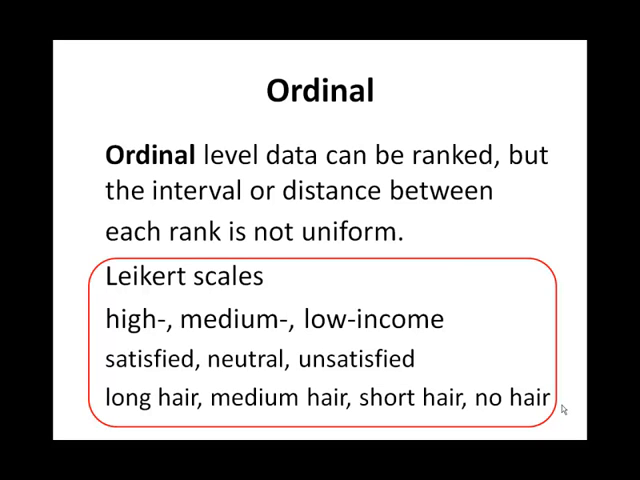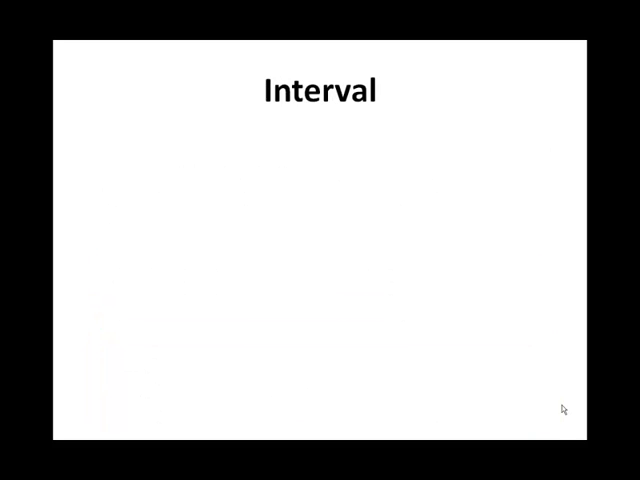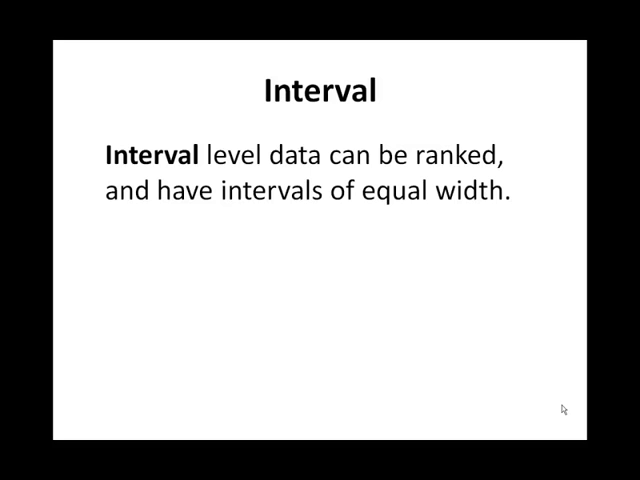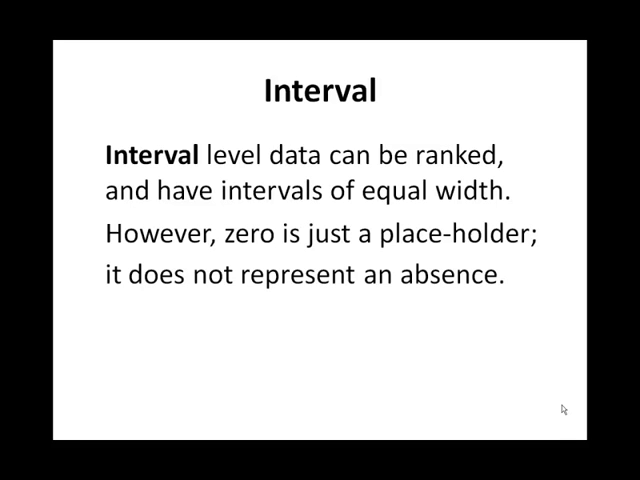So, interval level data. Interval level data can be ranked, and all of the intervals have equal width. So two really common examples. Well, let's get to those in a minute. A thing to recall with interval level data is that 0 is just a placeholder. It doesn't represent an absence. So if, for instance, it's 0 degrees centigrade outside, that doesn't mean there's an absence of heat. It just means that that's an arbitrary point on the Celsius scale. Likewise, 0 degrees Fahrenheit is colder, but it still does not represent the absence of heat.